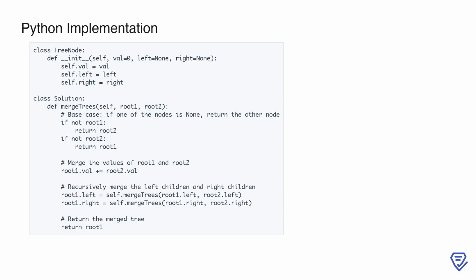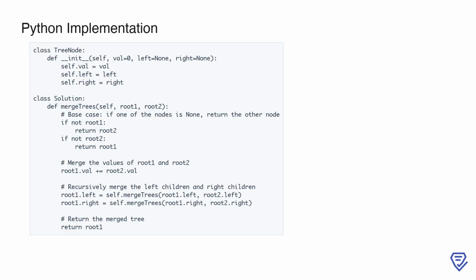The base cases are handled first. 1. If root1 is null, None, the function immediately returns root2. This means that if the first tree is empty, the second tree is used directly. 2. Similarly, if root2 is null, the function returns root1. If both nodes are non-null, their values are added together, root1.val plus equals root2.val. This step merges the values of the two nodes.